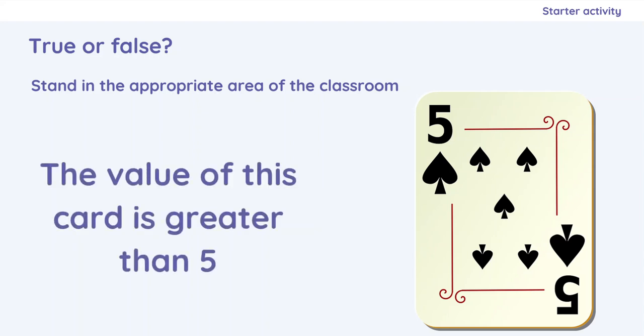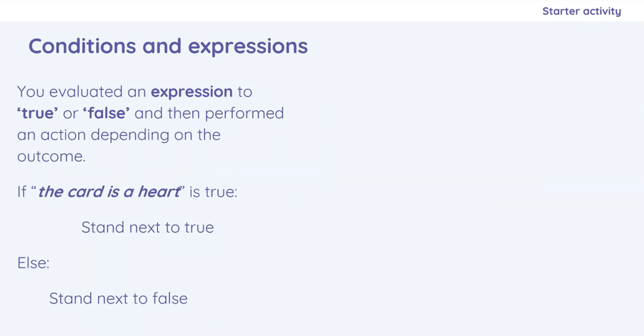The value of this card is greater than 5. Now, this one's a little bit trickier. We should be saying that one is false, because it's 5, not greater than 5. We would need to be saying it's equal to or greater than 5 for that statement to be true.